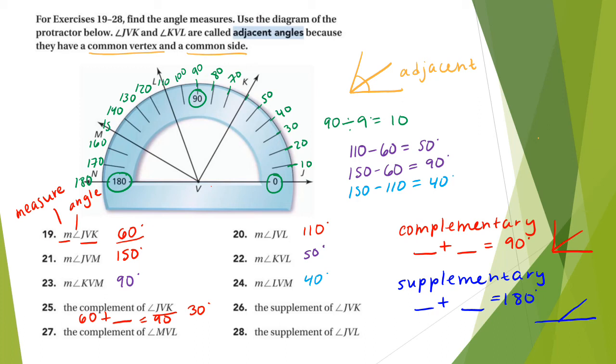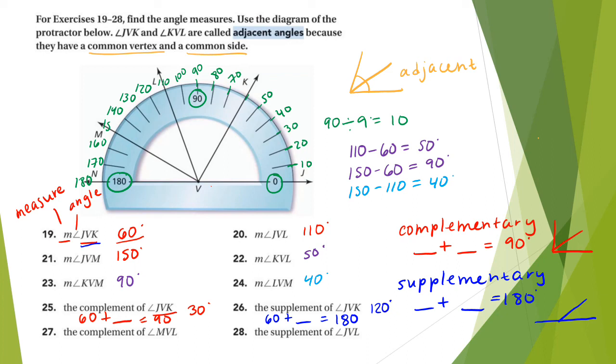Then the supplement of angle JVK, and again, JVK is the angle we were just talking about. I'm going to think 60 plus what would give me 180 degrees, because now I'm talking about supplementary angles. Hopefully you can think this through in your head. 60 plus 120 degrees would get me to 180.